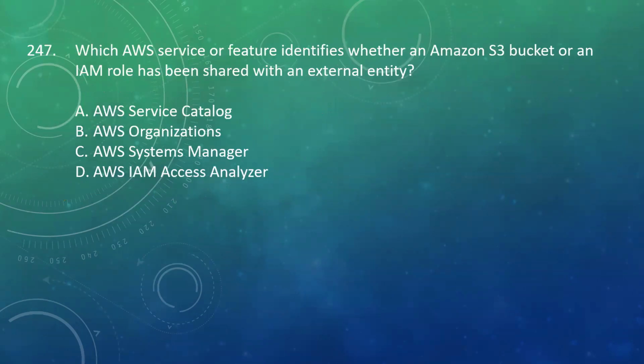Which AWS service or feature identifies whether an Amazon S3 bucket or an IAM role has been shared with an external entity? The choices given are AWS Service Catalog, AWS Organizations, AWS Systems Manager, AWS IAM Access Analyzer. As the name indicates, AWS IAM Access Analyzer is the correct choice here, and it helps you identify resources in your organization and accounts such as Amazon S3 buckets or IAM roles that are shared with external entities. Now, what it does is it uses automated reasoning to analyze policies and provide findings for resources that are shared with external principals.